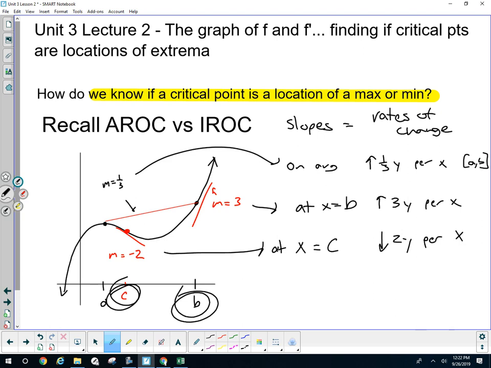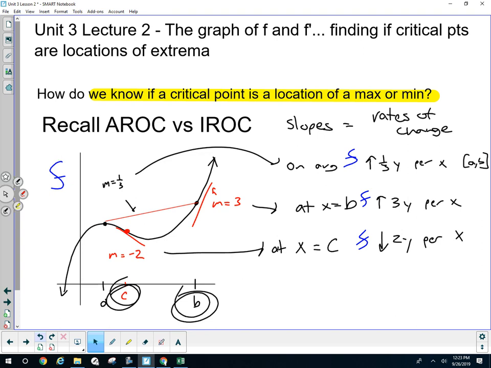Now, what's important is that I can replace this with anything. This could be f, and I'd say f is going up, f is going up, f is going down. But it doesn't have to be f. I could say this is f prime, which means f prime's going up, f prime's going up, f prime's going up. So just slopes of tangents. Doesn't matter what we have, but let's just start with f.